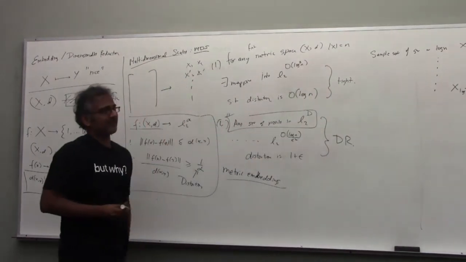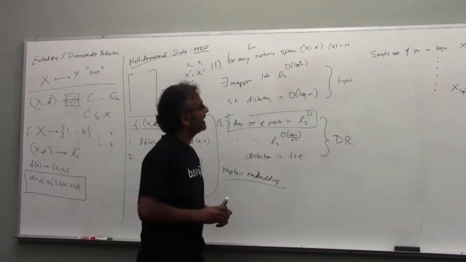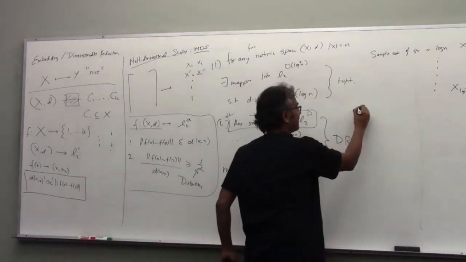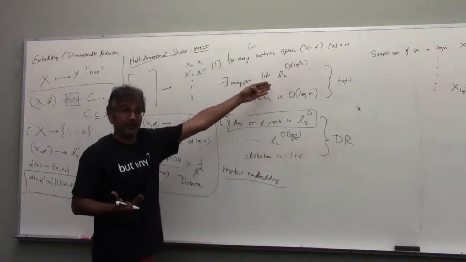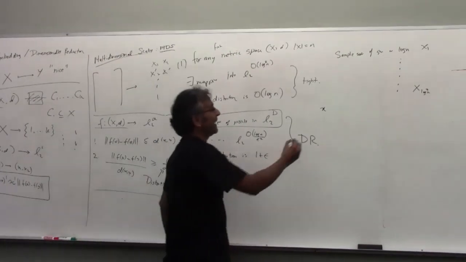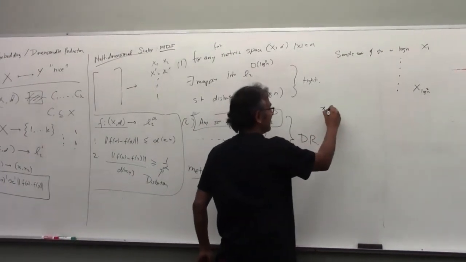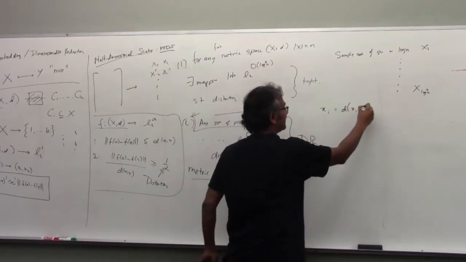So you sample these sets of size log n, okay? So now I have log squared n of them. Now for each point x, what do I have to do? I have to make a coordinate vector, right? So I have to construct coordinates, log squared n coordinates. So for each point x, the ith coordinate of x is going to be the distance from x to xi.